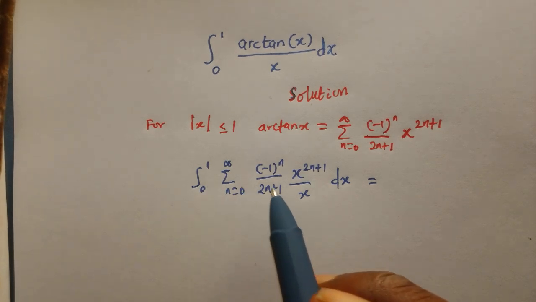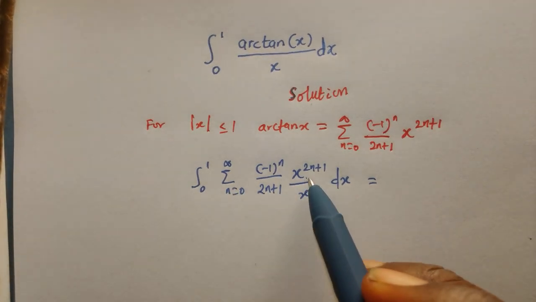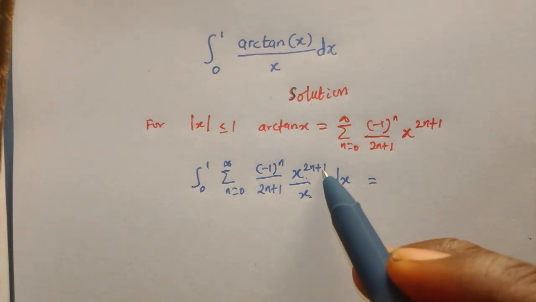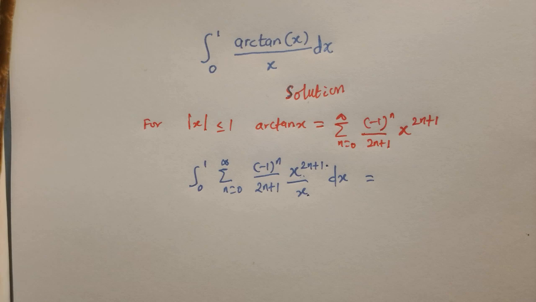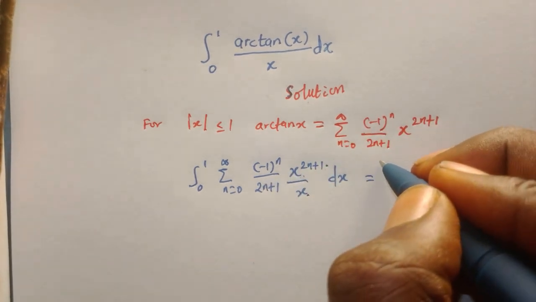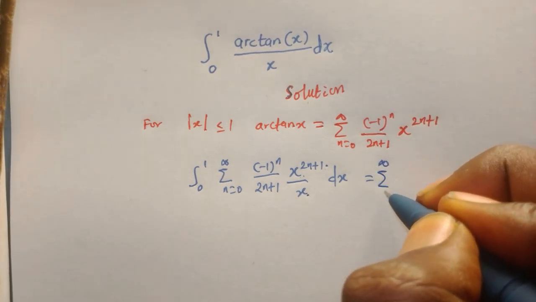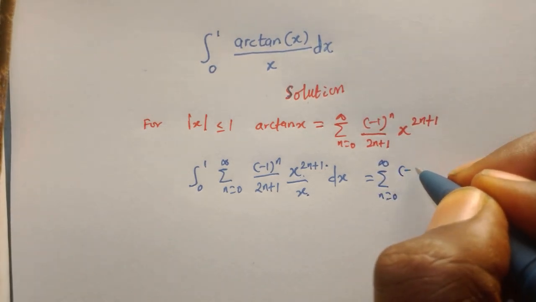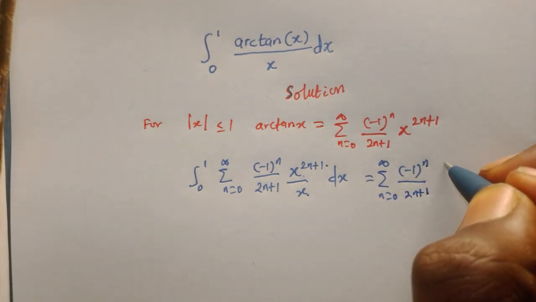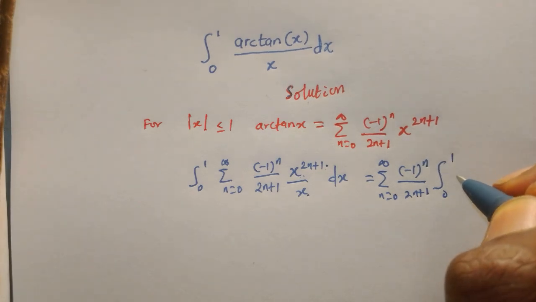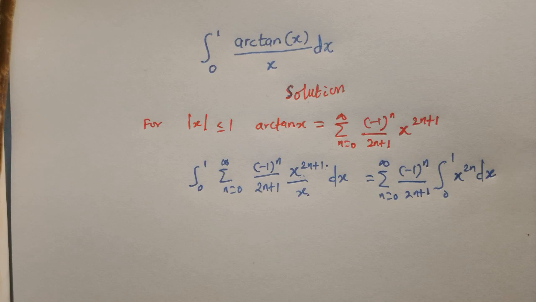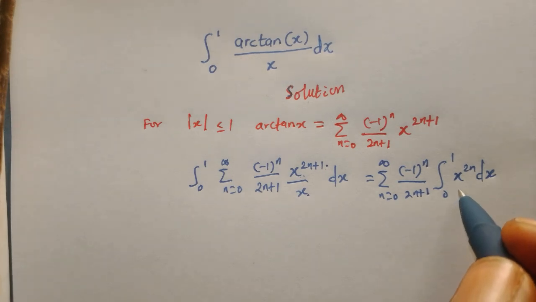So we can bring out the summation sign, and if you apply the law of indices, x raised to the power of 2n plus 1 divided by x will be x raised to the power of 2n plus 1 minus 1, and that will give us x raised to the power of 2n. So we have the sum of n from 0 to infinity of minus 1 raised to the power of n over 2n plus 1, then the integral from 0 to 1 of x raised to the power of 2n dx. Alright, so next thing is to integrate this.